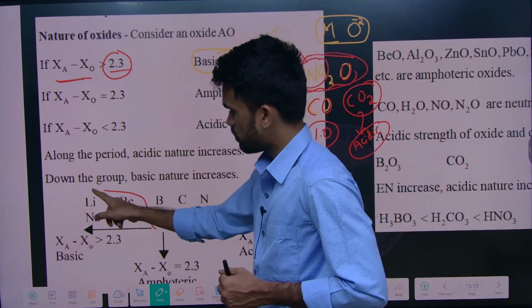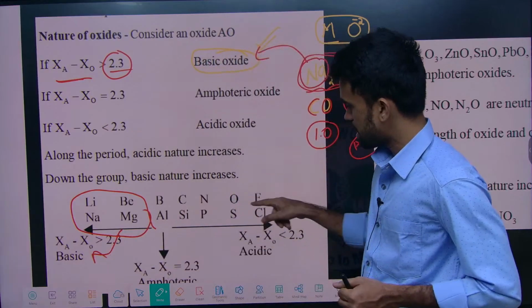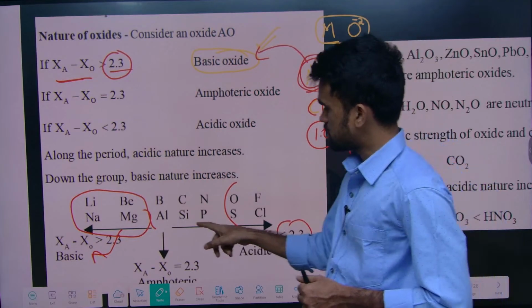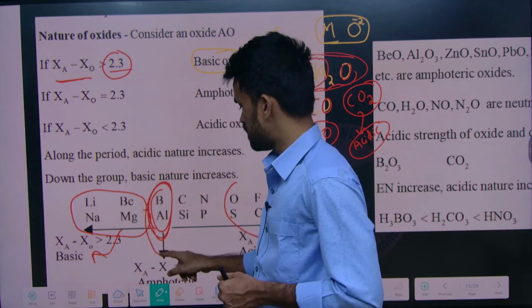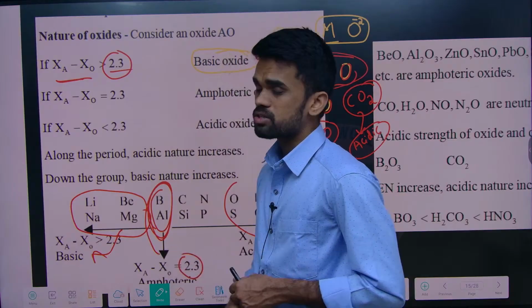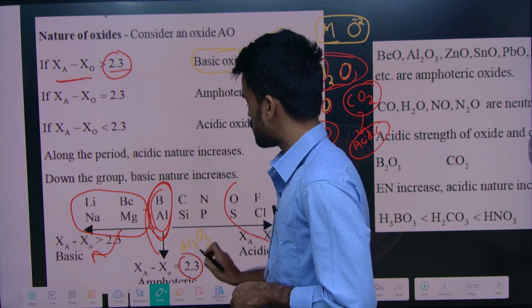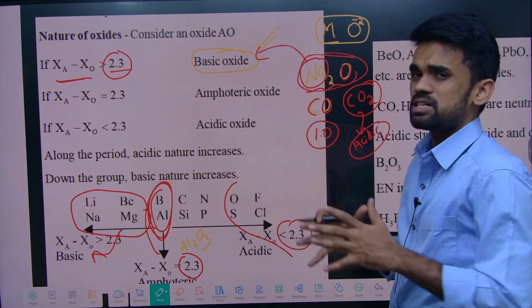So these elements form basic oxides. And this side, elements like fluorine, form acidic oxides. And the middle elements, especially boron and aluminum, which we are seeing now, form amphoteric oxides. Al2O3 is the best example of an amphoteric oxide. Okay, remember this.